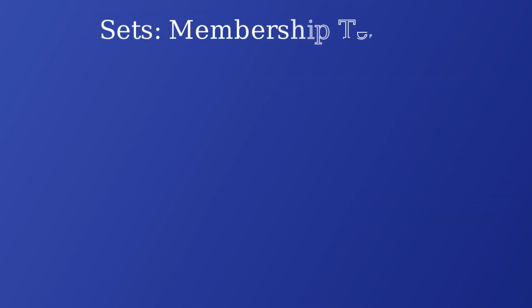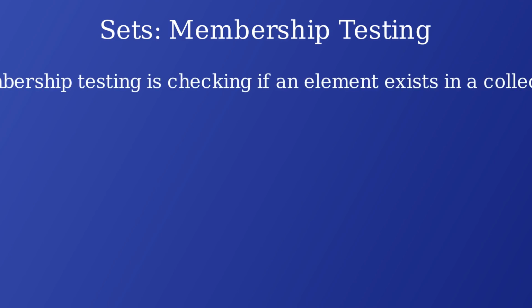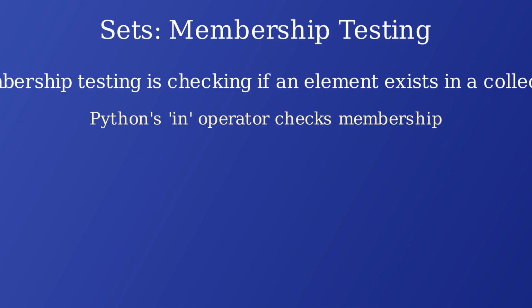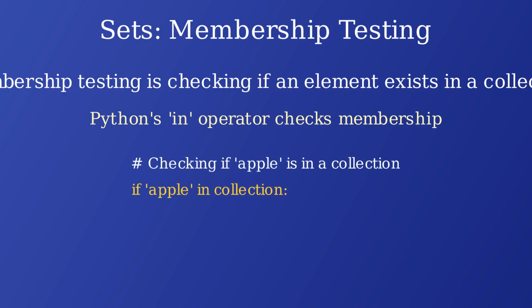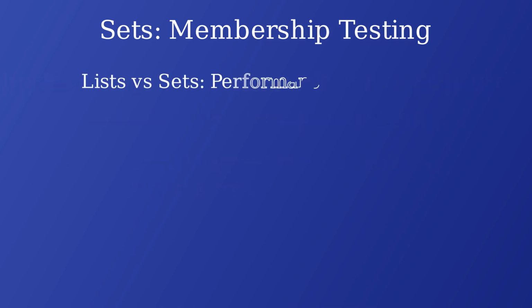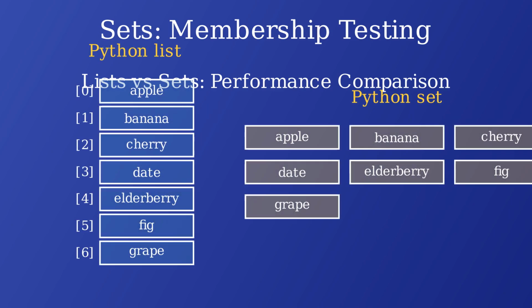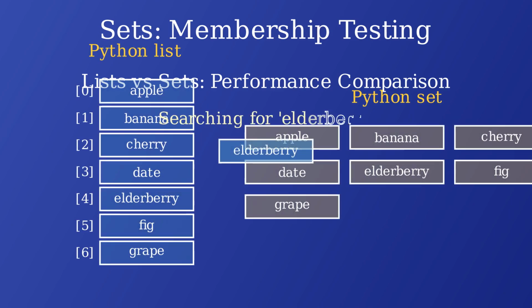Sets are highly efficient for membership testing, which is checking if an element exists in a collection. In Python, we use the in operator to check membership. Let's compare how membership testing works in lists versus sets. When we search for an element like elderberry in a list, Python needs to check each element one by one until it finds a match. But with sets, Python can check membership almost instantly, regardless of the set's size.